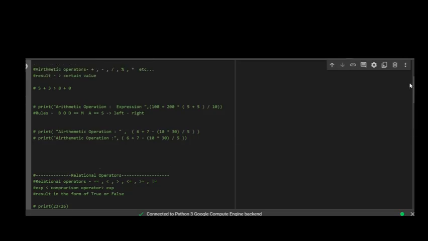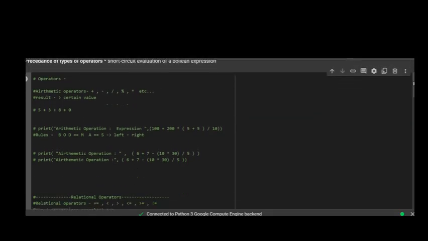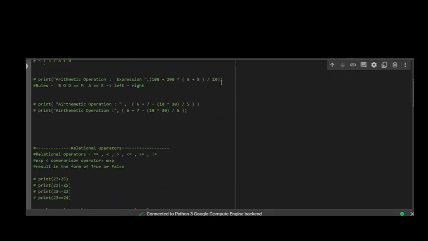The first thing that we're going to do is take a particular expression, right? I have taken this expression here, which is this one. I'm uncommenting it. The arithmetic operation expression is 100 plus 200 multiplied by, then there are parentheses, 5 plus 5 divided by 10. How will this get evaluated?